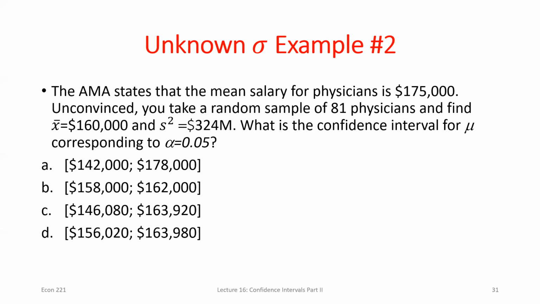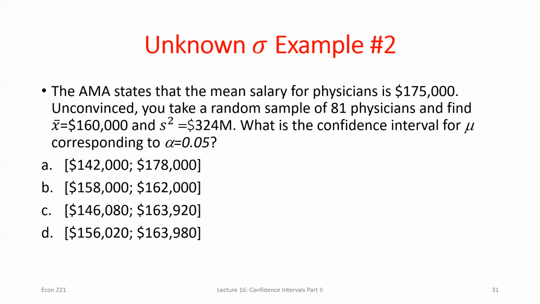So we take this sample because we don't think that starting physician salaries are that high. From this sample, we see that the average physician starting salary from these 81 physicians is $160,000. Right? So what did we find from our sample? Well, we have a sample size of 81. We had a sample mean of 160,000. And our sample variance is 324 million. Notice when you're dealing with things like salary, the variance gets pretty large pretty quick.